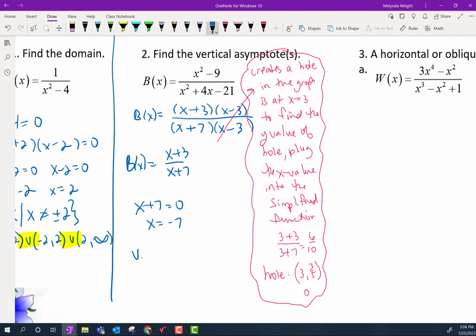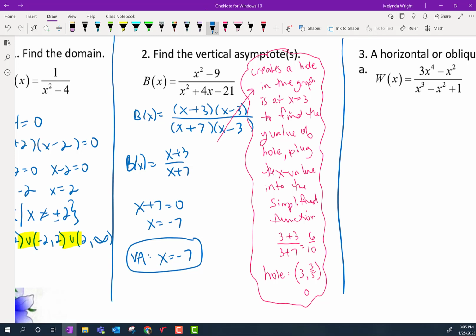That means that I have a vertical asymptote. I usually abbreviate it as VA, vertical asymptote, at x equals negative 7. And that's what they asked us to find, was a vertical asymptote. We just had extra fun finding a hole also. Okay, how are we with holes and vertical asymptotes? Is everybody okay?